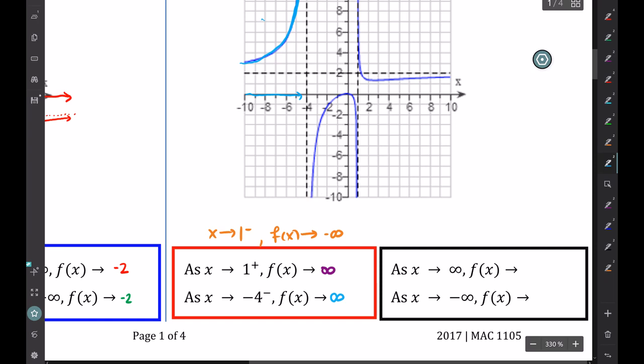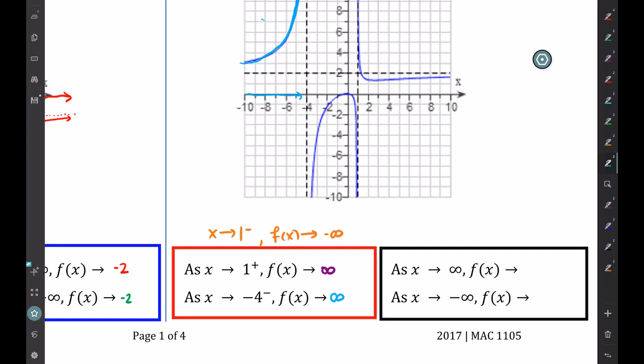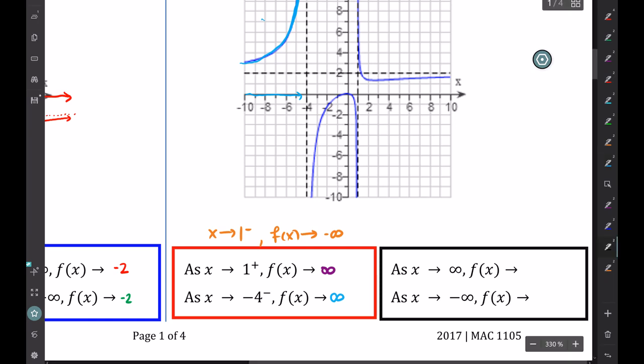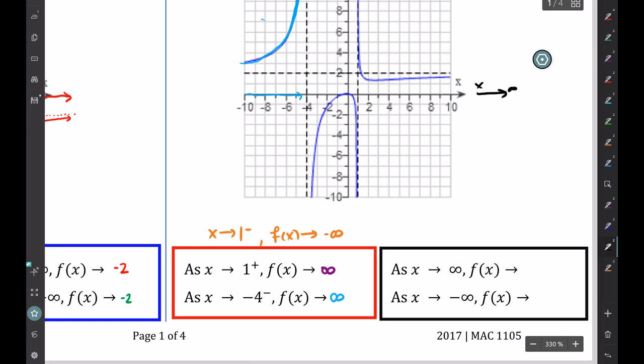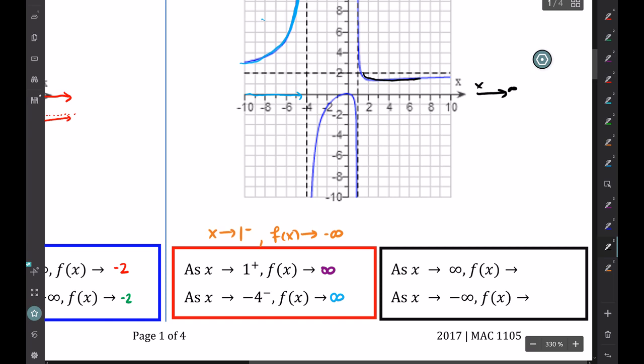Okay. Now we're asked to find the behavior as x goes to positive infinity and negative infinity. So as x approaches positive infinity, that would be the values over here. You can see that the y values are approaching, looks like they're increasing, and they're approaching that line y equals 2. Okay, and again, you could say that they're approaching 2 from the bottom if you wanted to.